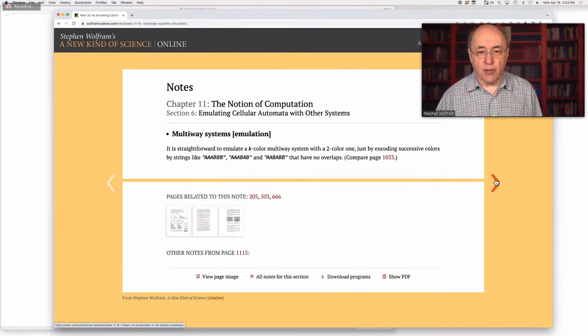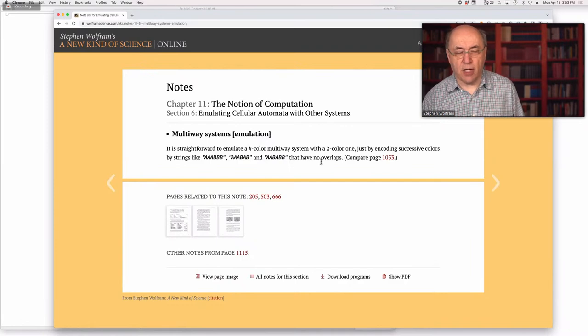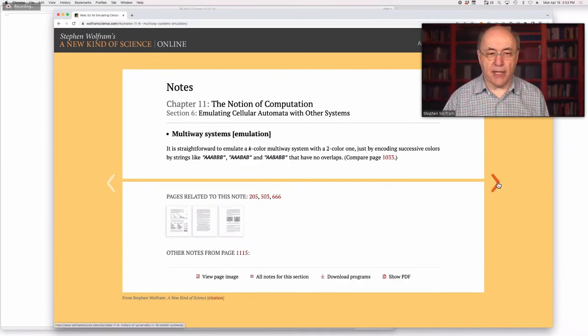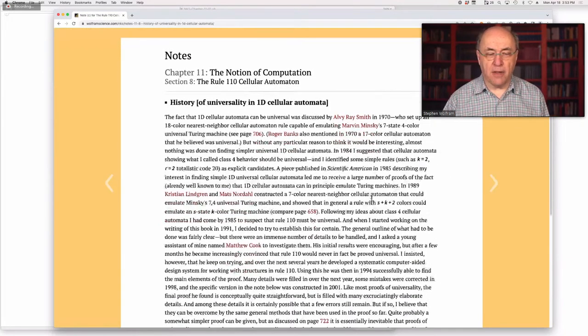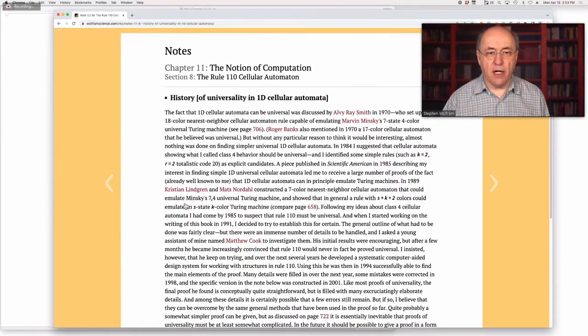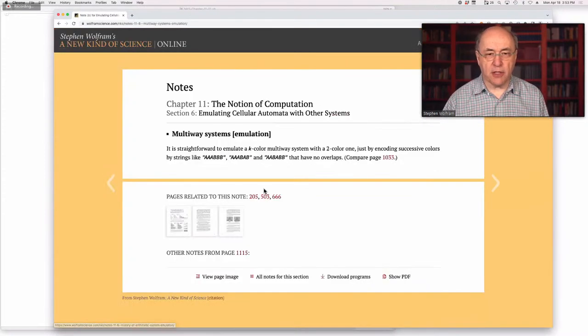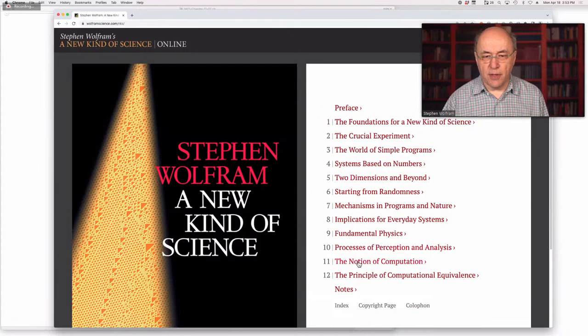Oh, wow, I'm talking about multi-way systems. I didn't know I had that in here. This is emulating a K-color multi-way system with a two-color one. That's something that surely has come up again in the physics project days. This is now more about history. We're now on a different section here. Let's keep going and looking through the notion of computation.